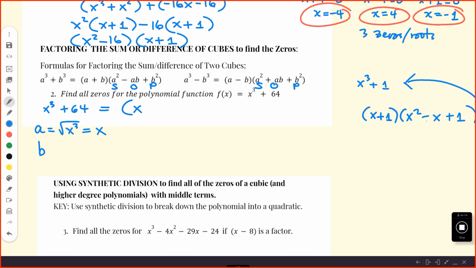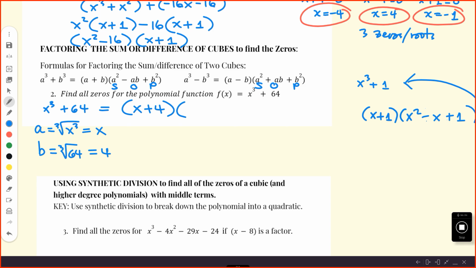And then your b is the cube root of 64. What is the cube root of 64? 4. That's 4 times 4, then times 4. 4 times 4 is 16, times 4 is 64. So therefore, your b is positive 4. Right? So x plus 4. That's going to be your first factor, a plus b.